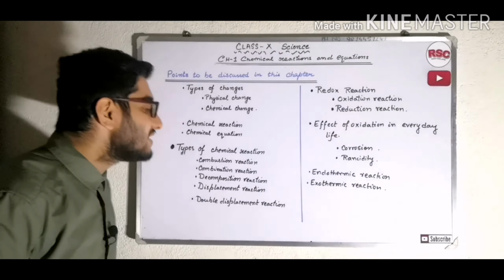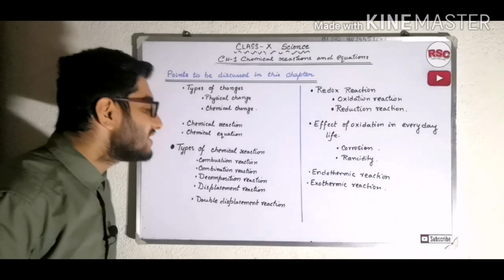Okay, now coming to the first part, types of changes. There are two types of changes, as I said in the points. First is physical change and then chemical change. So what is physical change, students, and what is chemical change? Physical change is a change which can be reversed, so it is called reversible change. Reverse means you can bring that substance back to the original condition it was in. And chemical change is irreversible change, meaning you cannot reverse it into the original condition.